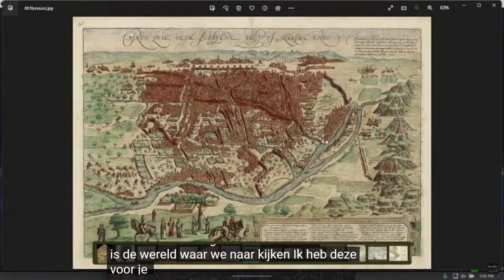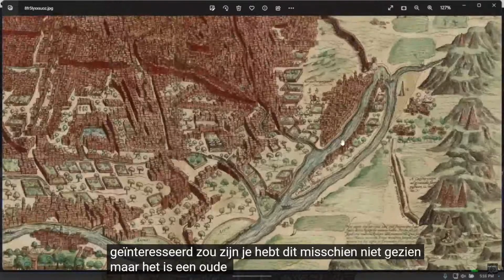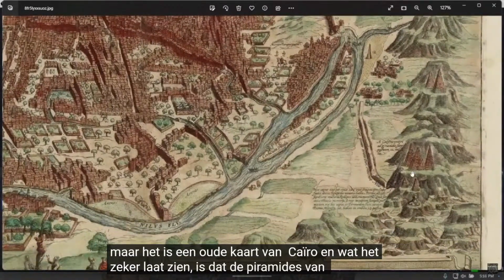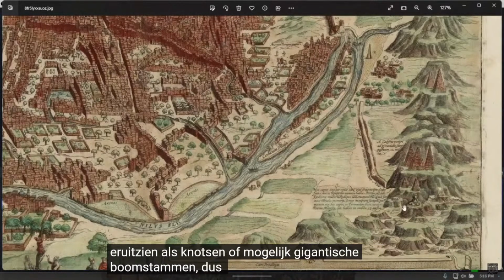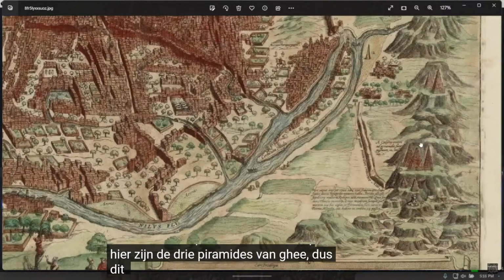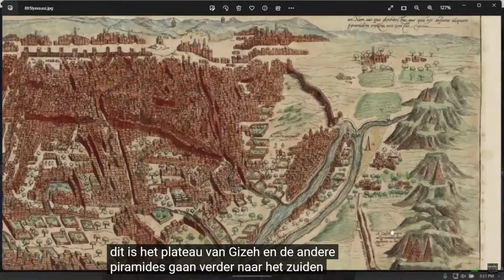Now I got this one for you, Jason. I thought you might be interested. You may not have seen this, but it's an old map of Cairo, and what it shows here is the pyramids of Giza look like mesas or possibly giant tree trunks. So there's the Sphinx, here are the three pyramids of Giza, this is the Giza plateau, and the other pyramids going further south. Yeah, that's so amazing.